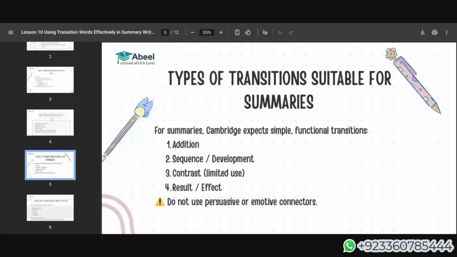Now let's see some types of transitions which are suitable for summaries. Addition transition words, we have sequence or development words, we have contrast words, and we are going to discuss examples of these words too. There is no need to add persuasive or emotive connectors here in a summary.